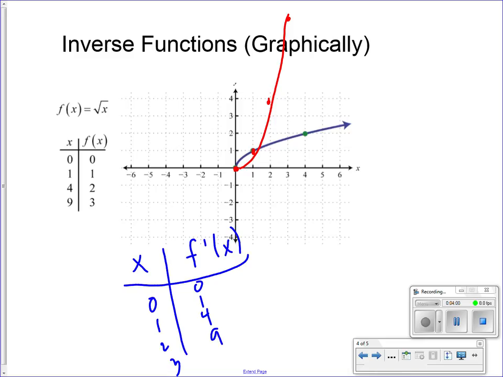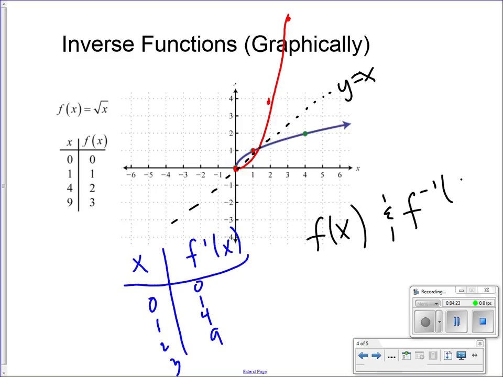And what you need to notice is that these 2 graphs are reflections of each other over this diagonal line, which is y equals x. So inverse functions graphically reflect over y equals x. F of x and f inverse of x reflect over y equals x.